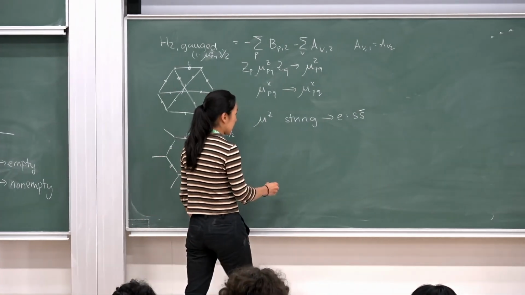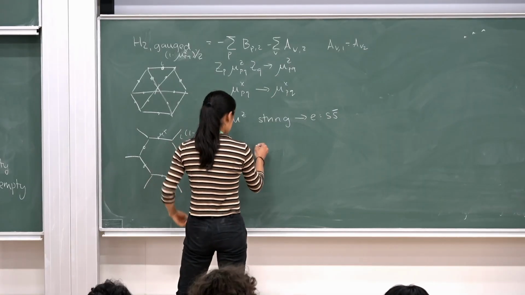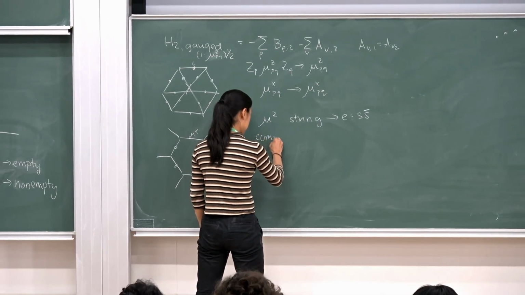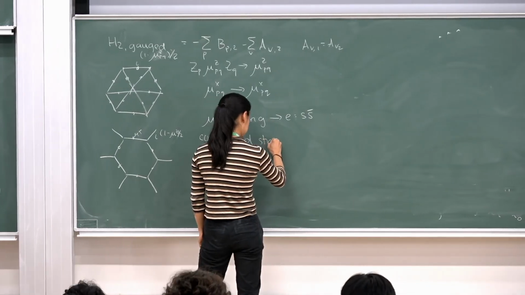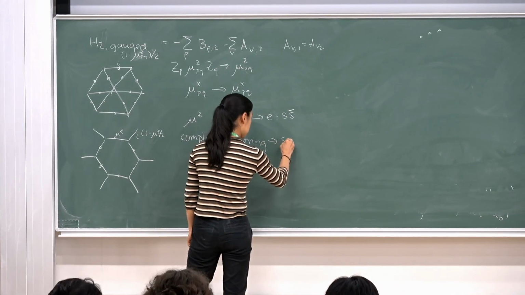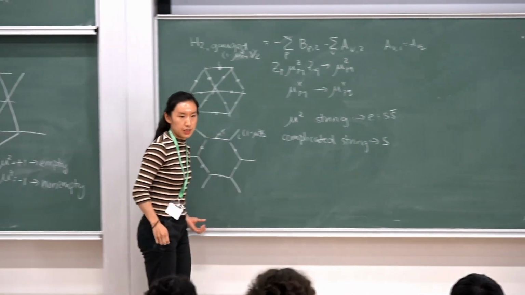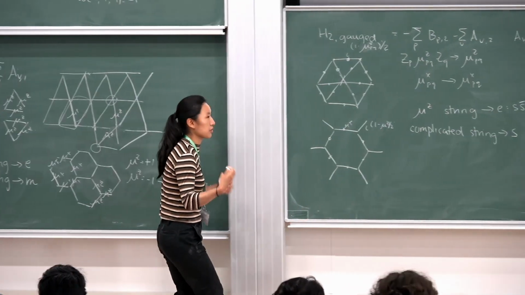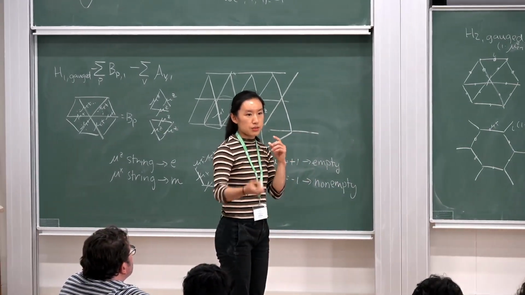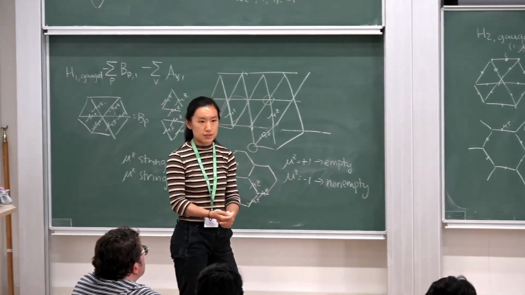So then we also have a complicated one, which gives us our semi-line. And if you work out the explicit model in all the gory details, you can compute the self-braiding and show that it gives you this I that you wanted.